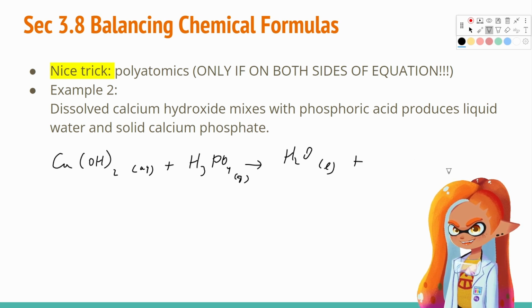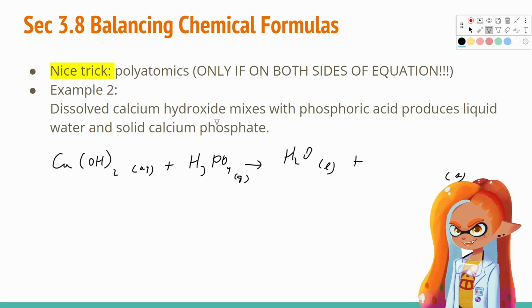And then we have a solid calcium phosphate. Calcium is +2. Phosphate's -3. So I'm going to need 3 calciums, and then I'm going to need 2 phosphates. So there is my balanced equation.